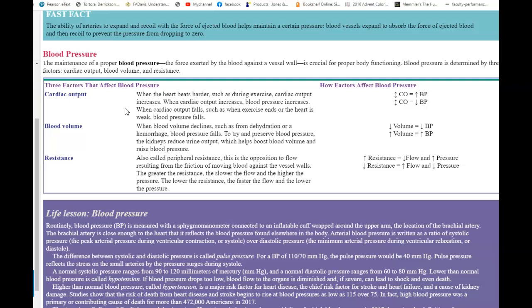Okay, I like to think about it in terms of just turning on a tap, because then it's something you can see. Increasing cardiac output, you will increase your blood pressure. Increasing your volume, you'll increase your blood pressure. And increasing your resistance, you increase your blood pressure.